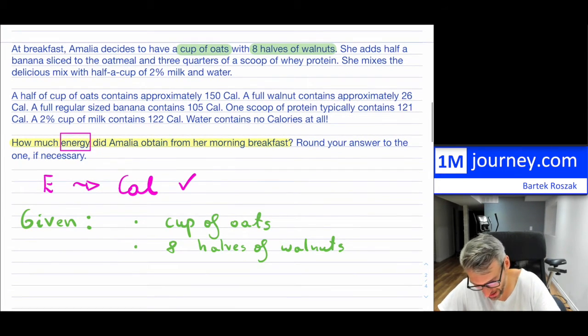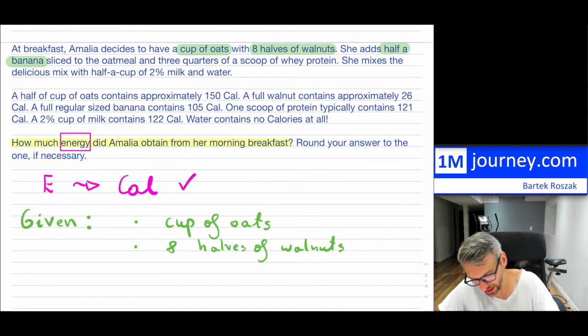And now I can go back and continue, just so that I remember. She adds half a banana. So half a banana. So right there. That's what she has in there. Now it's sliced. Okay, so that doesn't matter. It doesn't really change that for us.